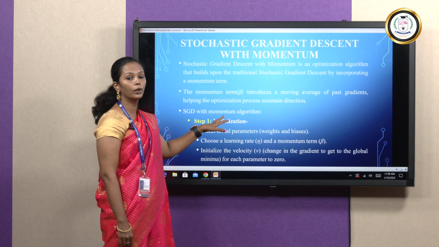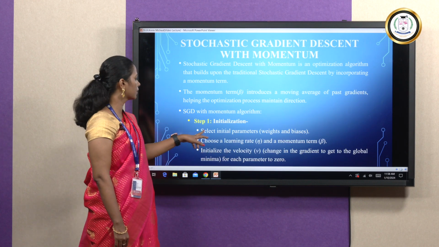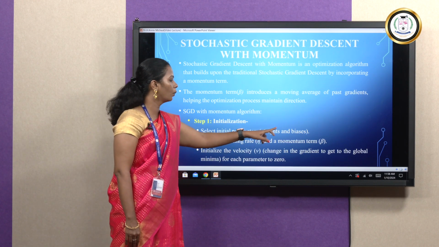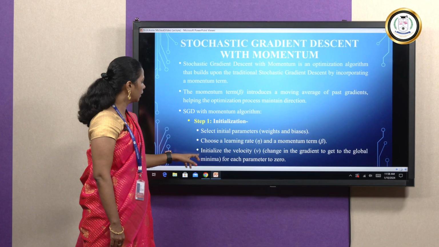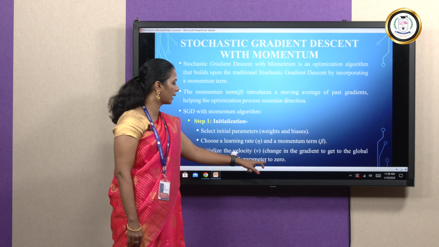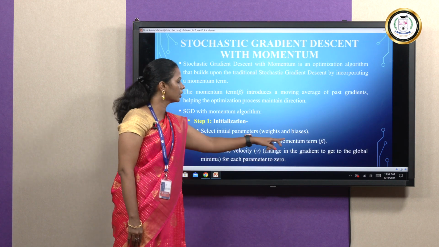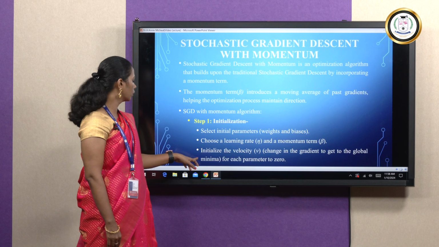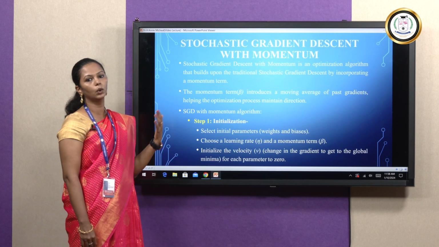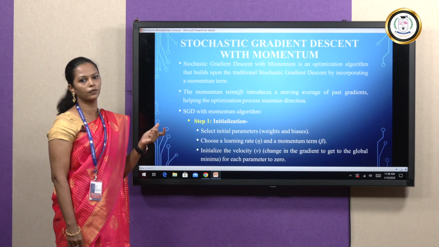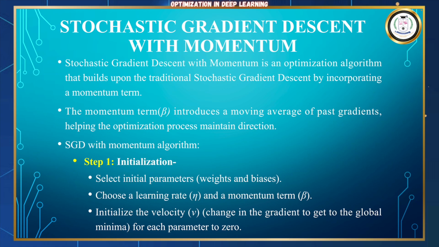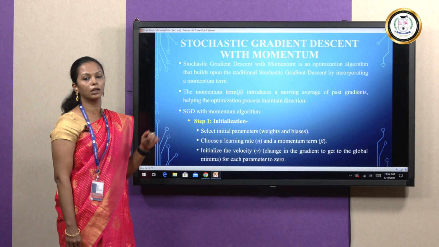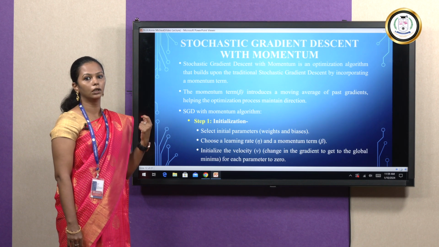For step 1, we are going to initialize the parameters. First, we are going to select the initial parameters, weight and bias. Then we are going to choose a learning rate as well as a momentum term. Then we are going to initialize the velocity of each parameter to 0. So velocity is the change of gradient towards the global minima. I already said the local minima is where the value of a loss function is minimum at a point in a local region. Your global minima is where the value will be minimum across the entire domain of your loss function.